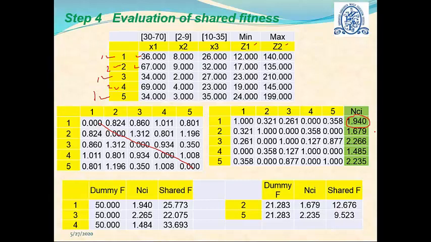That can be done by reducing the weight of a particular objective function for which the niche count is more. So what we do here: first we determine distance, then we find the sharing value, the amount of sharing, and from the amount of sharing we find the niche count. The next step is to determine the shared fitness value. For shared fitness value, we consider the dummy fitness.